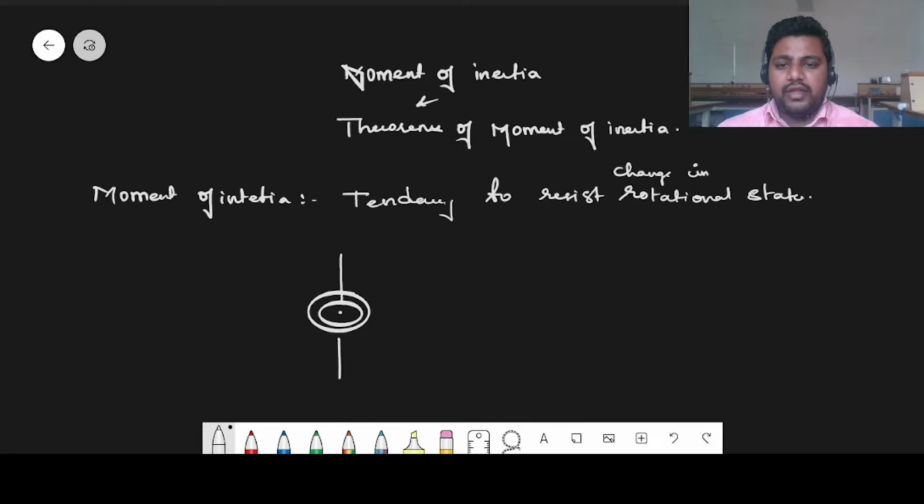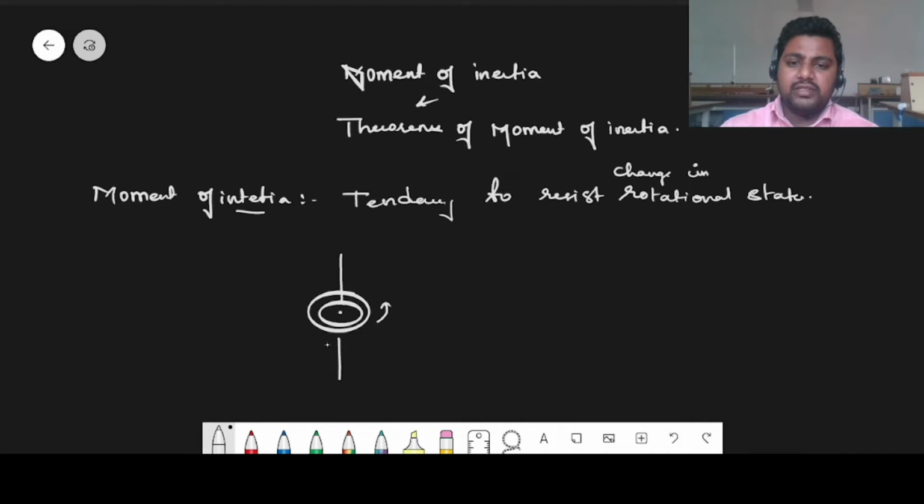If you are trying to rotate it, it will resist because it has moment of inertia. Let's say if this ring is rotating, then if you want to stop it, you have to apply a torque on it. Otherwise, if no torque is applied, it will resist that and will not be able to stop.